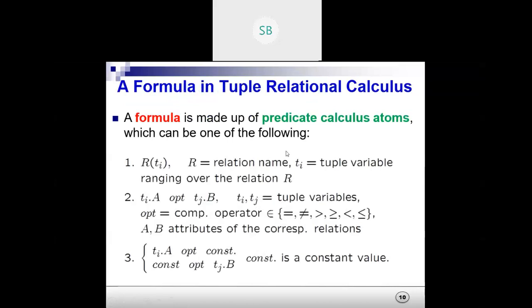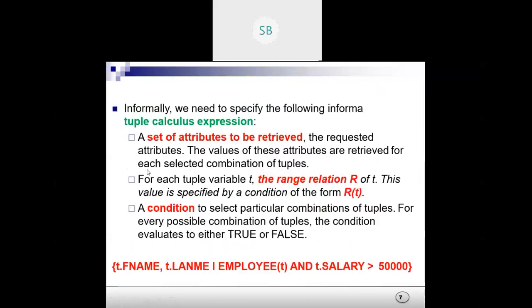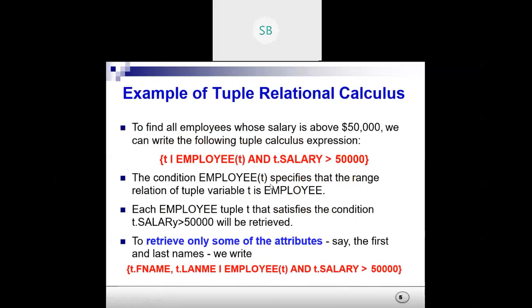Moving next, these are the formulas we need to go for. If we mention R of t i, where R is the relation name and t i is the tuple variable, a tuple variable ranging over R. We had an example just before that. You see, R of t i, so this is employee, the relation name.